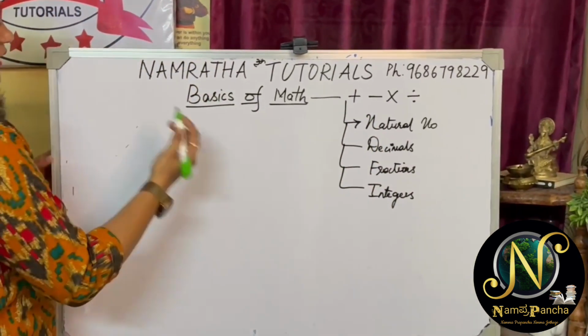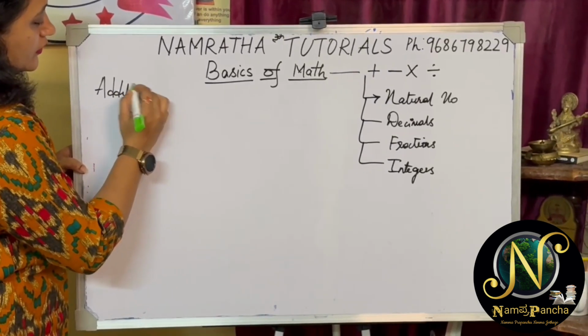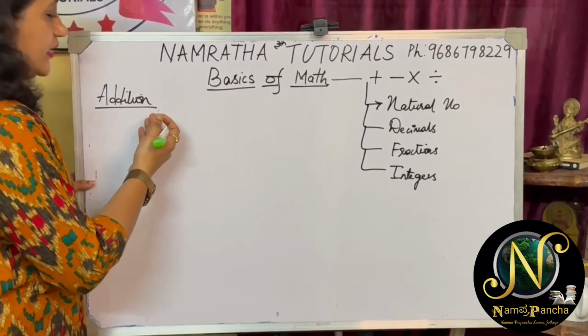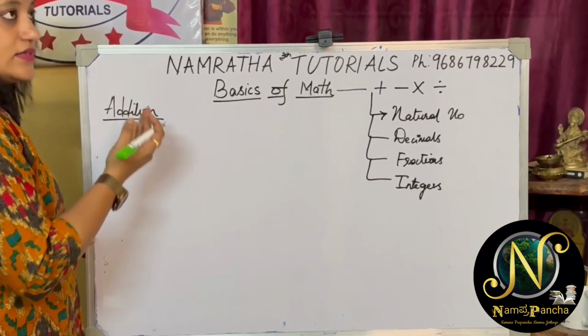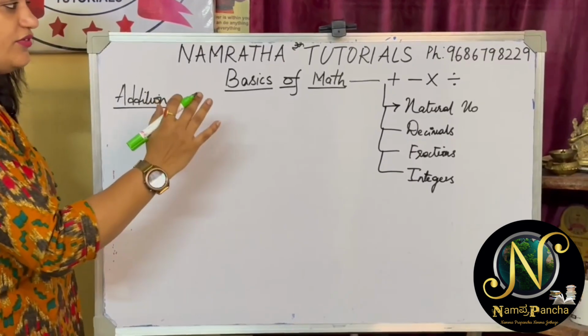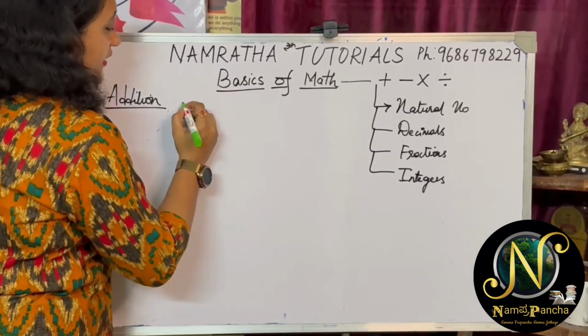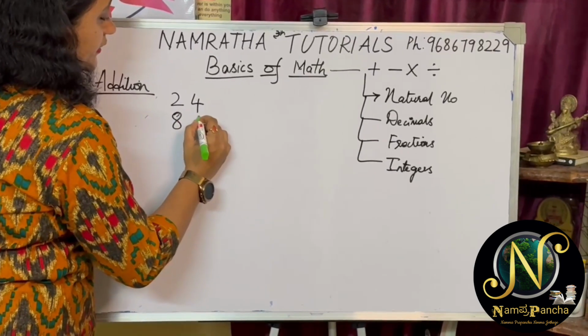So firstly, addition. Addition has so many names. Addition can also be specified by add, sum, total. All these terms are used for addition. So first, natural numbers. It is very simple. For example, I'll take an example of 24 and 89.